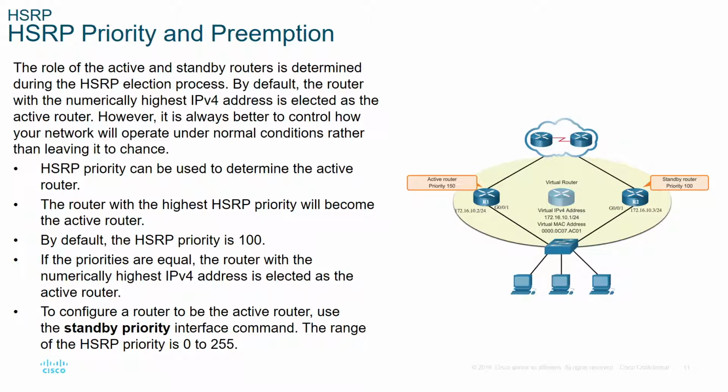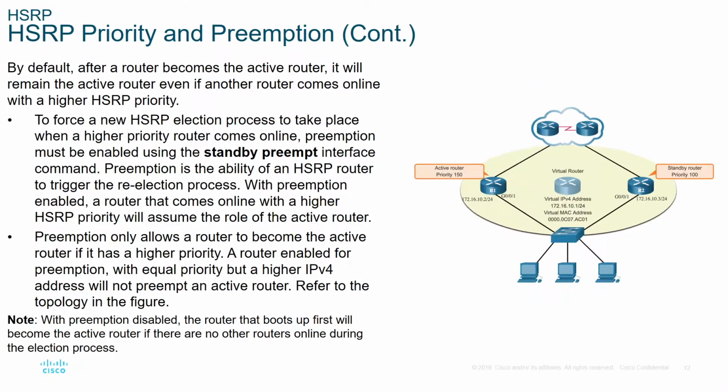The router with the highest HSRP priority will become the active router. By default, the HSRP priority is set to 100. If the priorities are equal, the router with the numerically highest IP version 4 address is elected as the active router. To configure a router to be the active router, use the standby priority interface command. The range of the HSRP priority is 0 to 255.